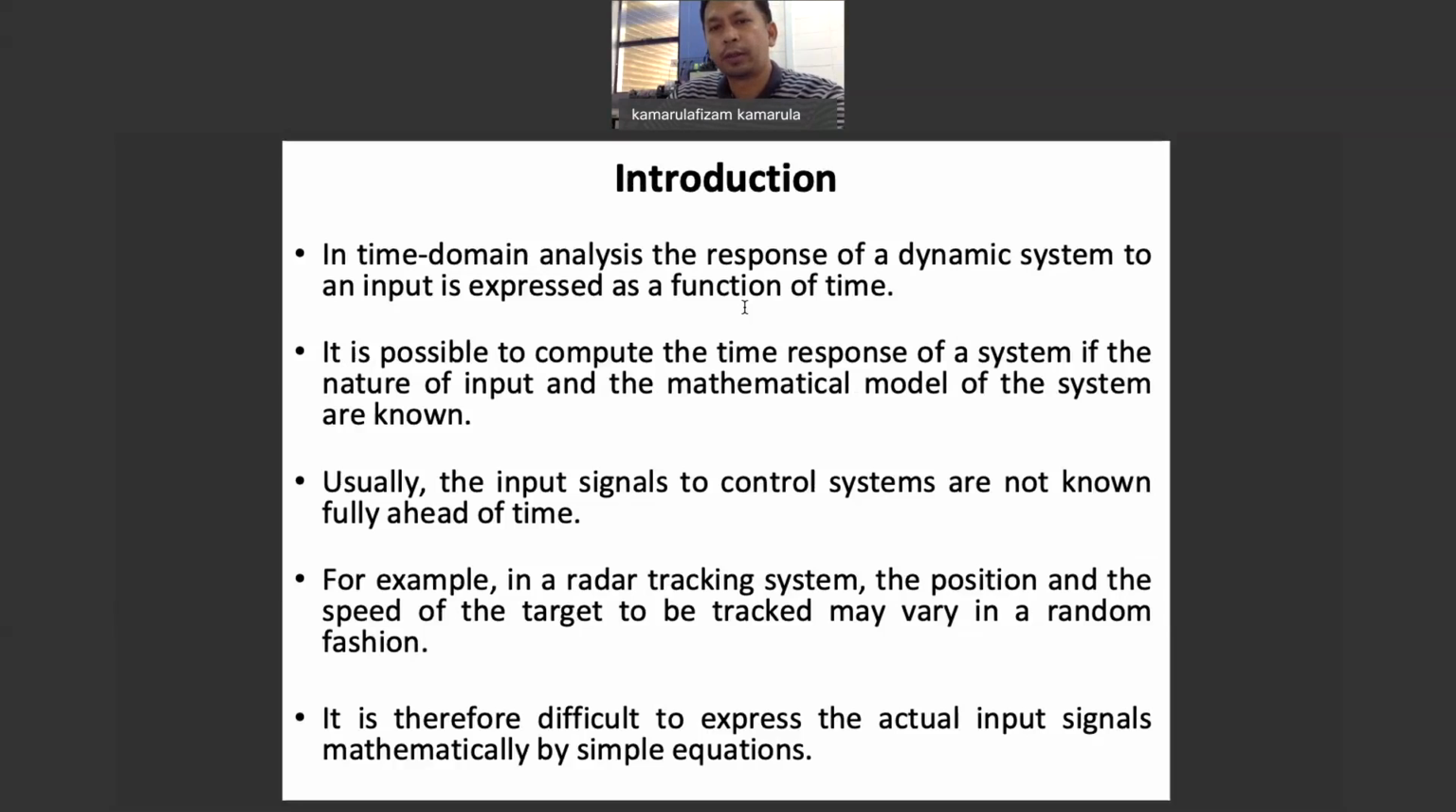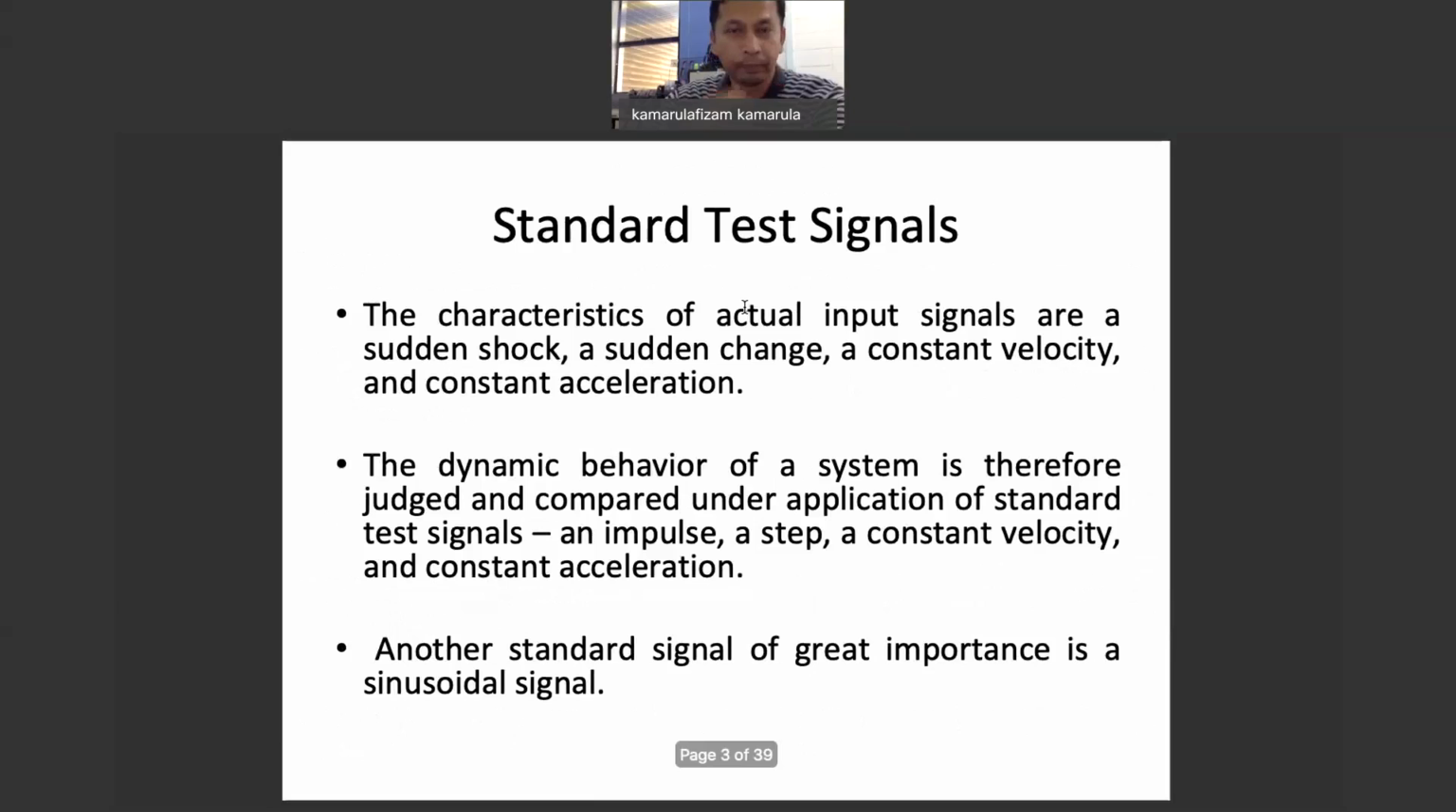And of course, if we want to be able to analyze or predict the behavior of the system, we need to work with some kind of known input signal. If we have the dynamic system transfer function and we work with a known input signal, we are more or less able to predict the behavior of any control system.